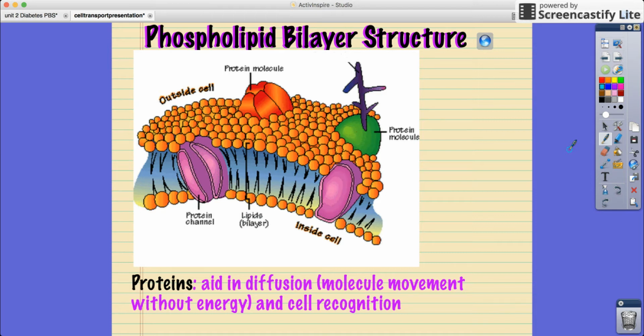All right, and the last part is the very big picture at the end. So you have this on the back of your note sheet. Note that you're providing a different definition for proteins and what they do now. They're going to aid in diffusion. This is going to be movement without energy, and that's what we'll be talking about tomorrow. And recognizing when molecules are going to come into the cell. So go ahead and finish that up, and then you can transition into the next activity.